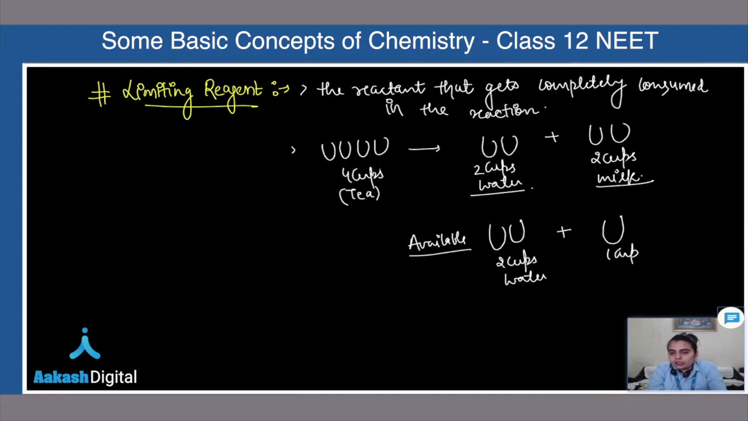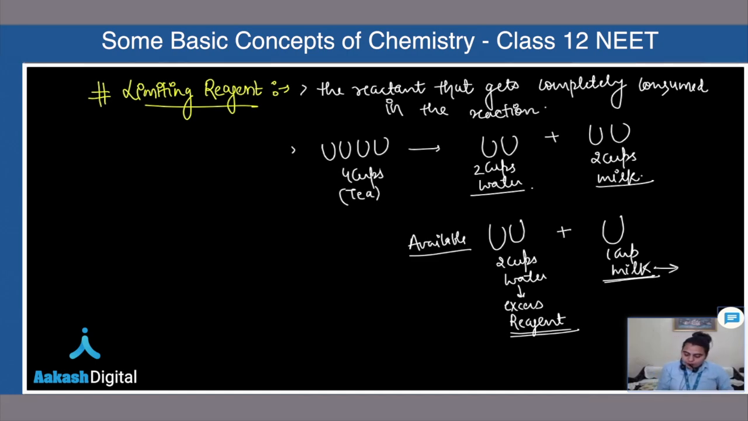Yes or no? Yes, everyone. With 1 cup of milk, only 1 cup of water will be consumed. It means 1 cup of water will be left. Isn't it? With 1 cup of milk, 1 cup of water will be consumed and 1 cup would be left. So what can I say? My water is the excess reagent as it is left after the reaction is done. This is my excess reagent. And the reactant that is getting completely consumed in the reaction is the limiting reagent. Am I clear to you? This will be my limiting reagent.